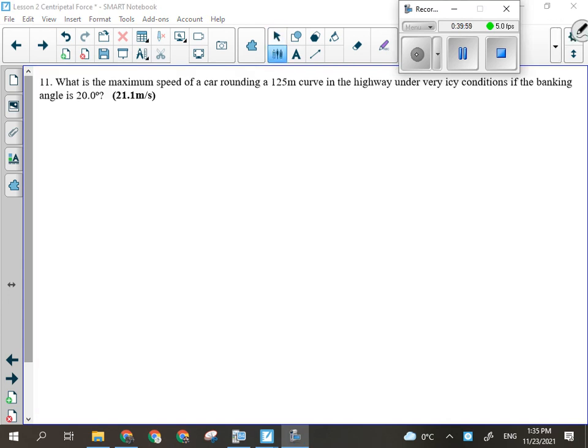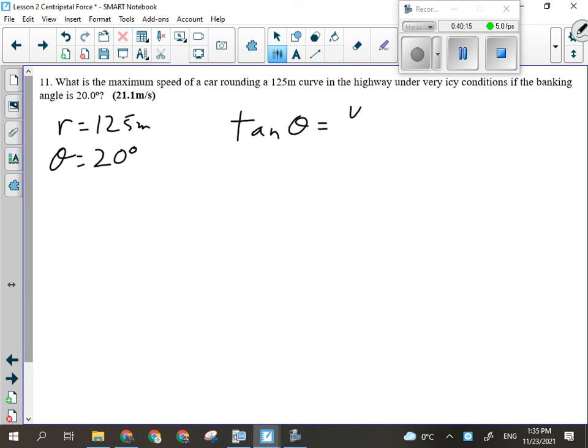Okay, so on this one here, our givens are that we know the radius, 125 meters, and we know the angle is 20 degrees. So we've got a bank curve. We know that the bank curve formula is this. Anytime they mention angle of bank, you can go straight to this formula. It's the only time you would use it. We don't use that formula for anything else in this unit other than bank corners.